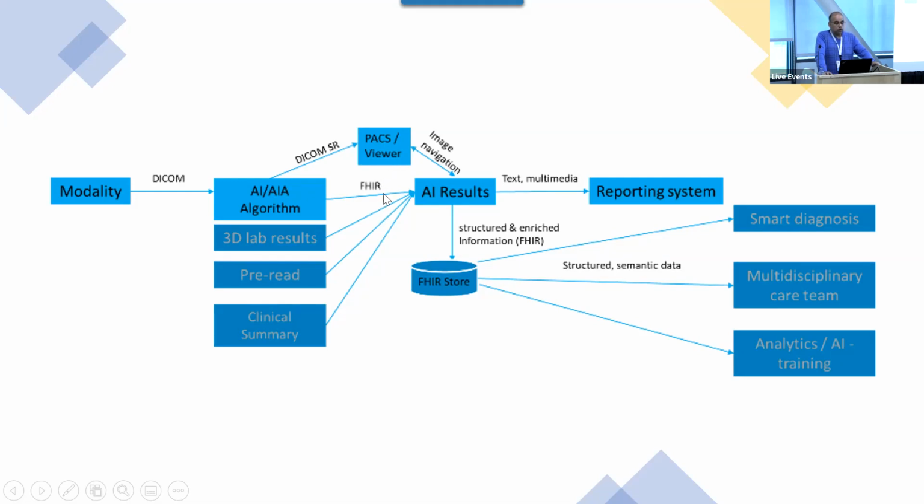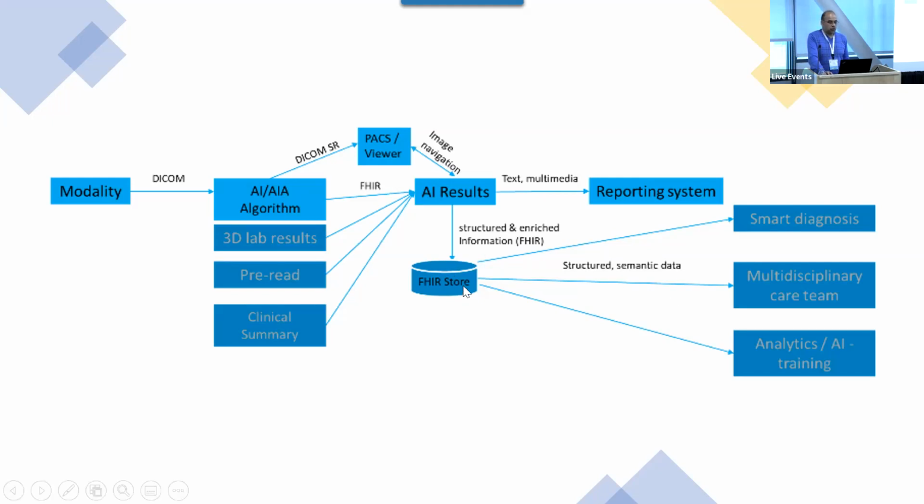What we want to do here is to map this to FHIR resources so that we can develop an intermediate platform. We call it AI results, that will take the input from all of the AI vendors, regardless of the format that they use to present their findings, and store that in FHIR.